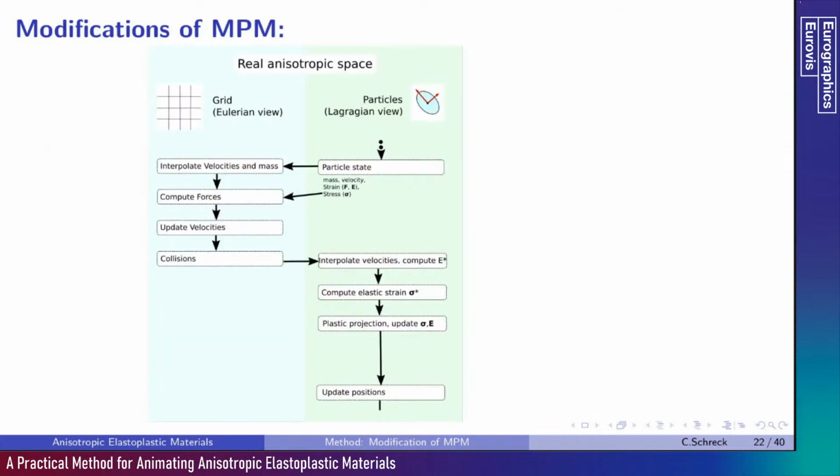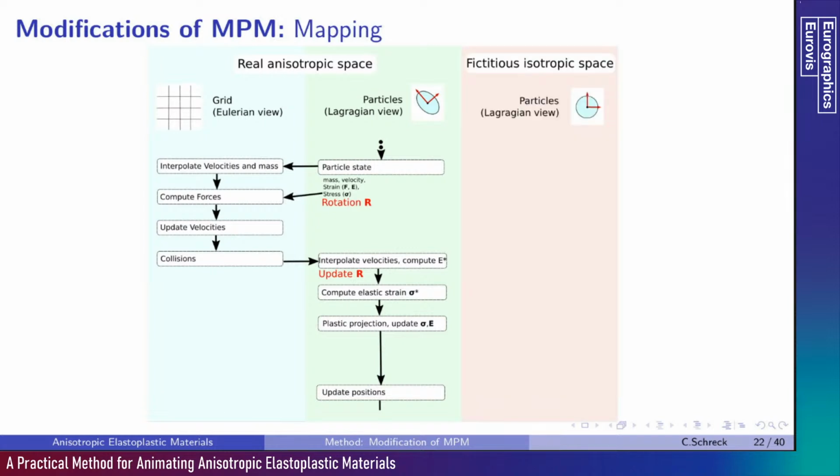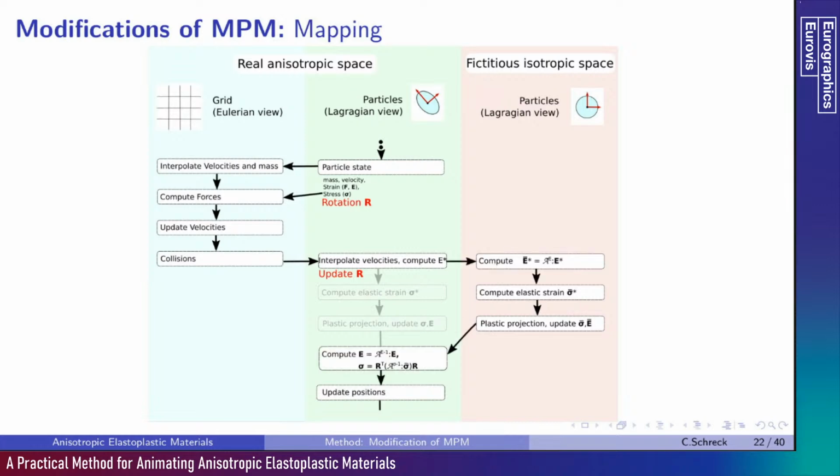Now let's see how the MPM pipeline is actually modified. We need to know the rotation of each particle. That's not very complicated, there are several possibilities to do that, using a decomposition of the gradient deformation, or using the velocity on the grid. Then we have our fictitious isotropic space, and we want to apply the constitutive law there. So for this, we just need to map the stress and the strain as we saw before, like this. Now these elastic and plastic steps are the same as for the isotropic MPM. The only thing changing is the addition of the mapping steps before and after them.